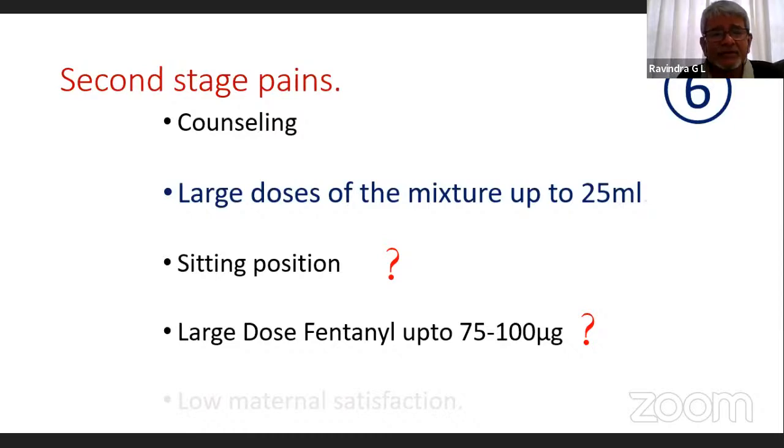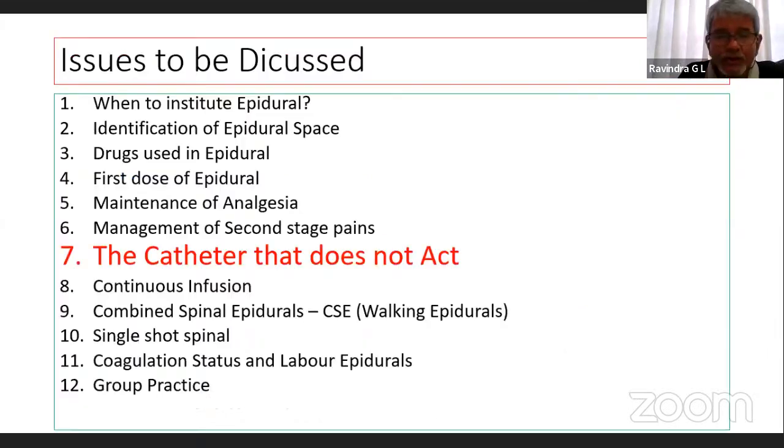Another technique which is described is a large dose of fentanyl, anywhere up to 75 to 100 mics epidural, it seems. I don't know how it acts. I have no reason why it can be used at this time. Fentanyl takes off the visceral pain only. Failure of labor analgesia in second stage is because the somatic pain relief is not being addressed. And fentanyl, I'm sure, cannot act in that way. So this I'm skeptical about. I will not do it at all.